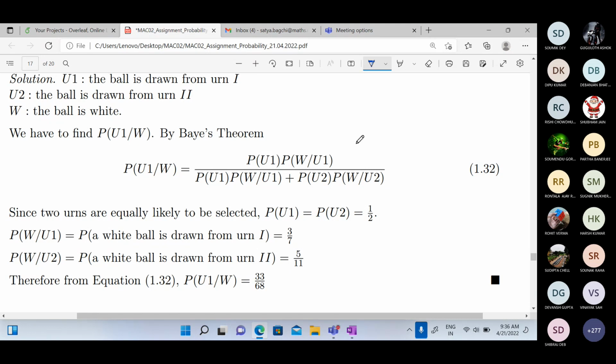So what is the probability of U1? Since there are two arms and both are similar, there are two cases, so the probability is half. That means the probability of choosing arm 1 is half, and the probability of choosing arm 2 is again half. So we have written here: the probability of U1 equals the probability of U2 equals half. And now, what is the probability that a white ball is chosen given that U1 is chosen, that means arm 1 is already chosen? So go back to arm 1.